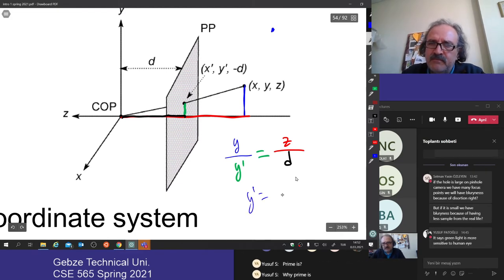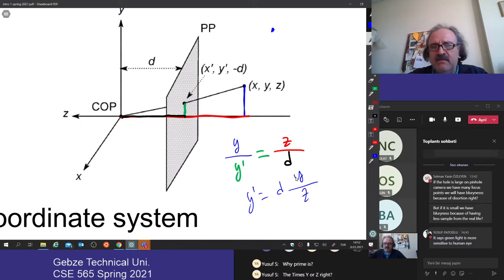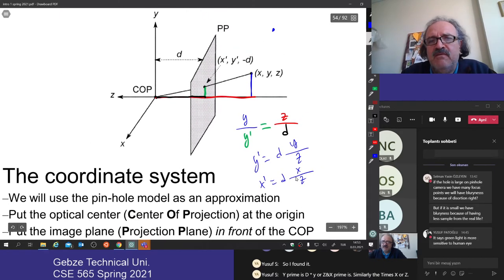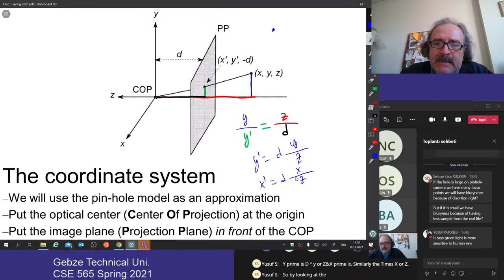Y prime is D times Y over Z, right? So I found it. Y prime is D times Y over Z. And X prime is similarly D times X over Z. So by looking at the similarities of these rectangles, I can come up with these equations using this simple model. Well, okay, with this simple model, I ignored many things, but it's a good start.